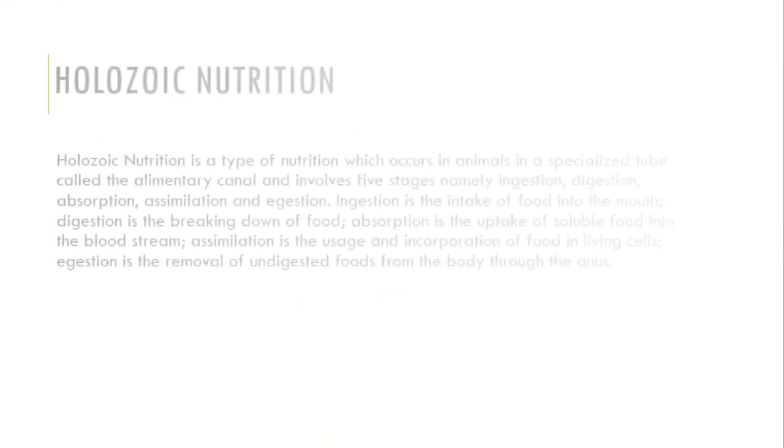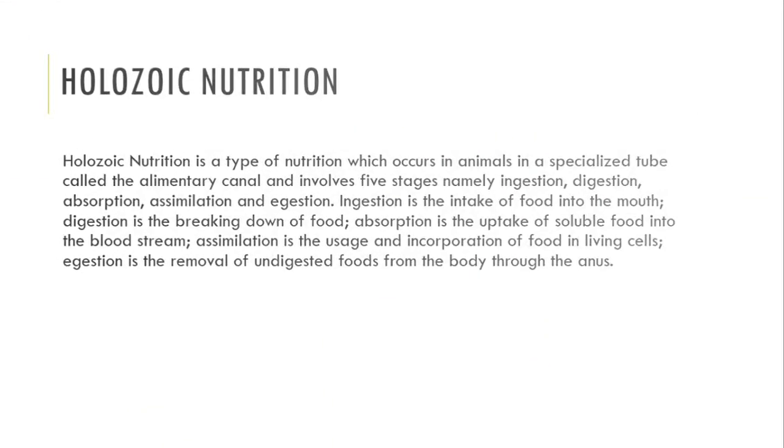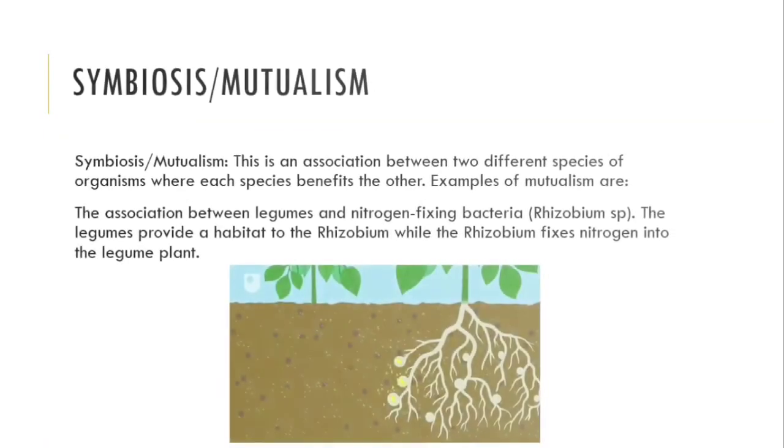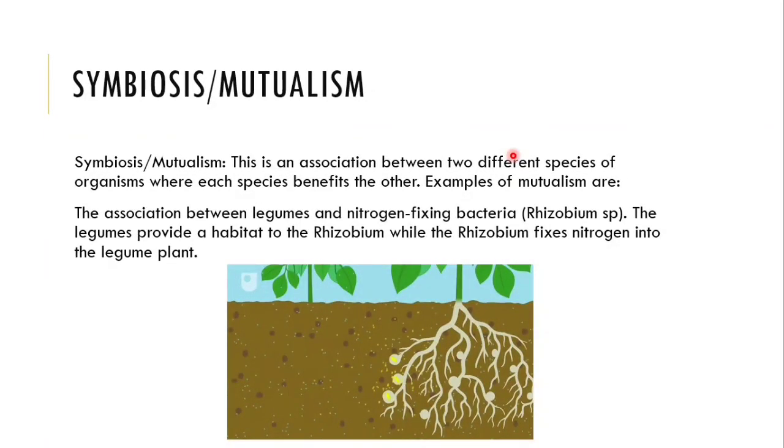We're going to look at this in detail once we look at ecology, because this is explained under the nitrogen cycle. So don't worry. For now, what I need you to know is that symbiosis is an association between two different species of organisms where each species benefits the other.